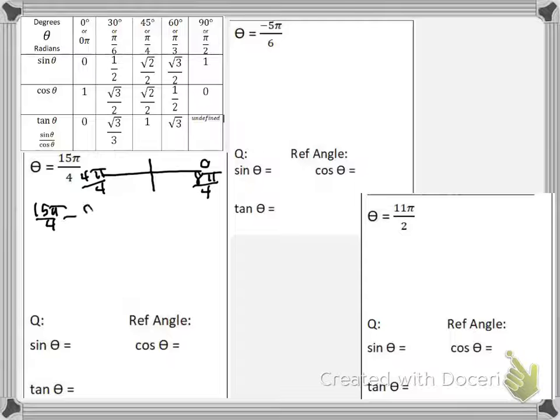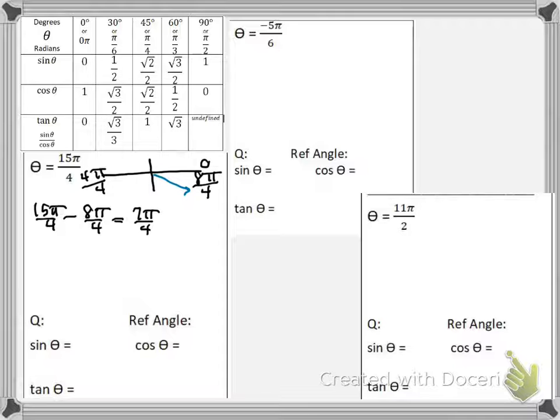Let's get rid of the full circle and see what we have left. 15 minus 8 is 7 pi over 4. And then I'm going to take a rough idea of where that is on the graph. 4 pi over 4, 8 pi over 4, it's close. 7 pi over 4 is closer to this, so I'm just going to throw it over here.